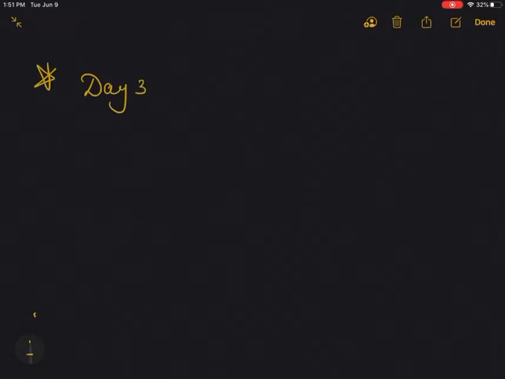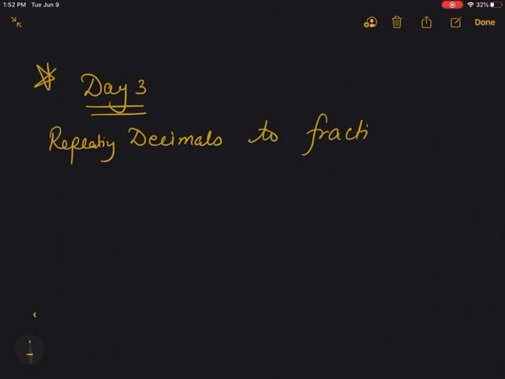So we are on our next lesson, which is converting decimals into fractions. So we're going to be converting repeating decimals to fractions. So basically it's just undoing the first lesson. First we did fractions into decimals, now decimals to fractions.